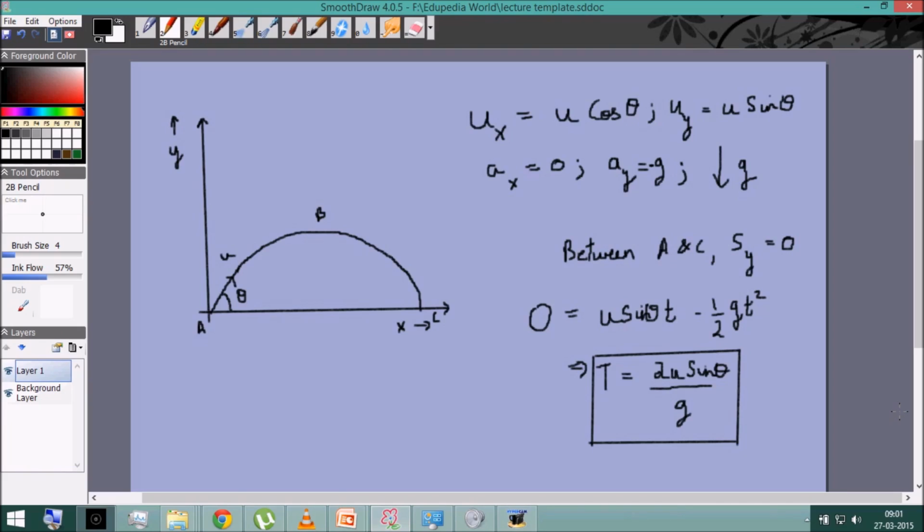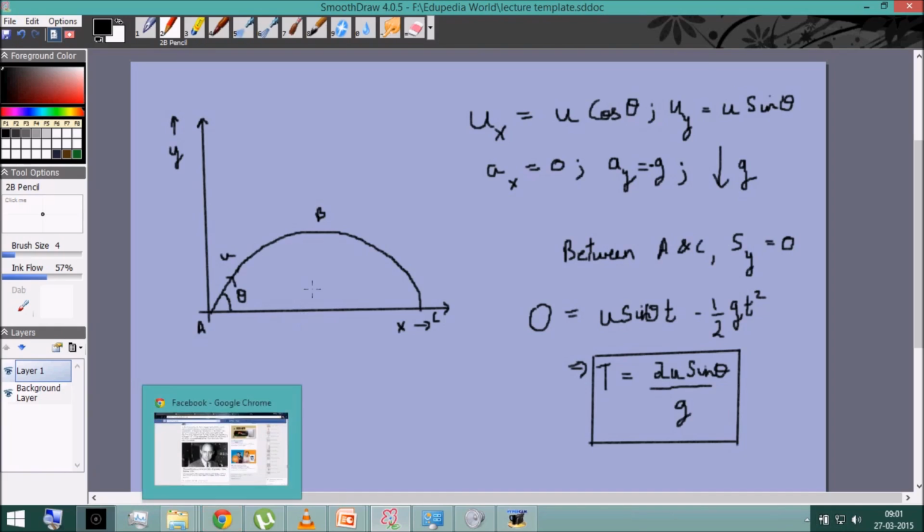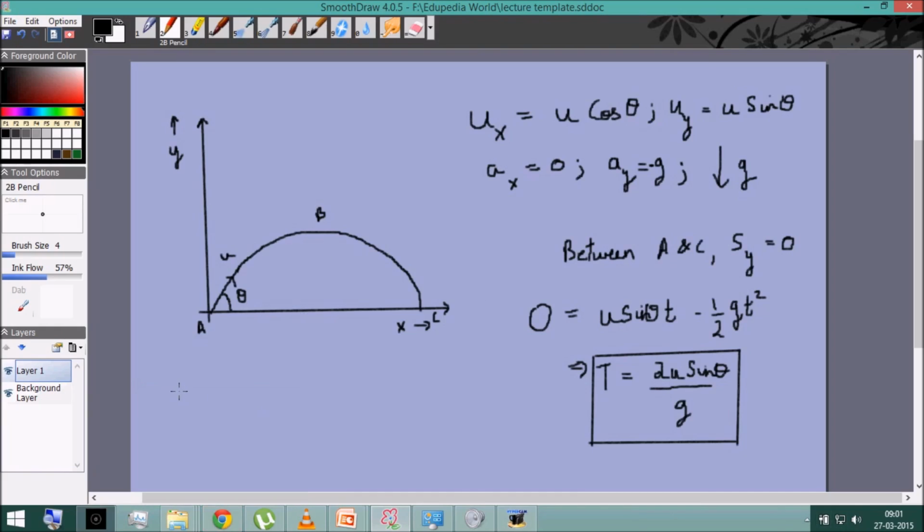Let's try to find the horizontal range. The horizontal range is the displacement in the X direction, and it is the displacement between A and C. So the first step is already done. We know the events between which to apply the equation. The events will be A and C. We know two things. We know Ux and we know Ax. Do we know anything else? Do we know the final speed? No, we don't know that. Do we know the time? Well, we didn't earlier, but now we do. The time is the time of flight, right? We just calculated it. So we know between A and C, the time is 2u sine theta by g.